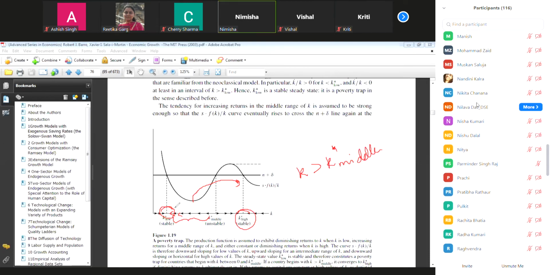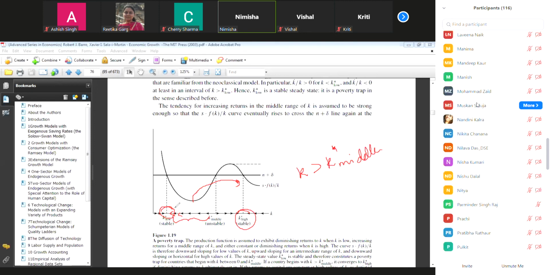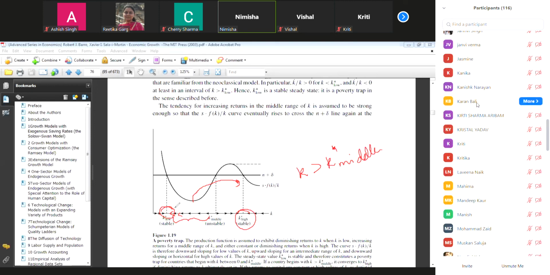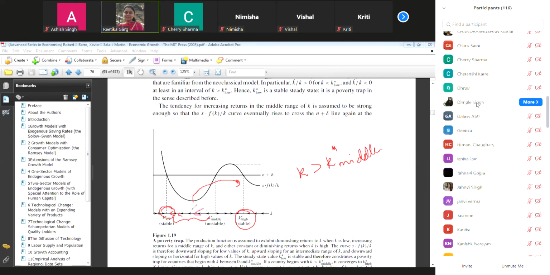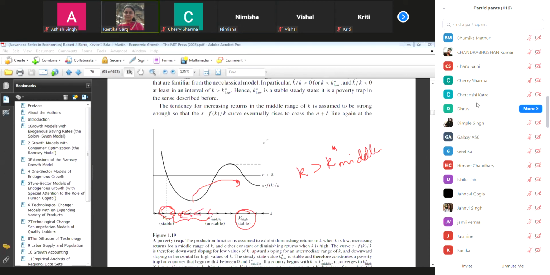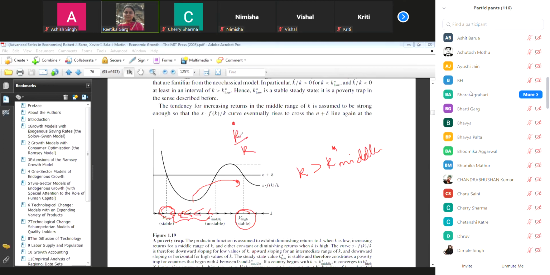Ma'am, how can we show that in this area, if they increase capital, they'll go back to K star low? Yeah, so you're basically asking me about the arrows of motion. So how do we know that this is the arrow of motion here? You can just look at K dot by K. What's happening to the transition?